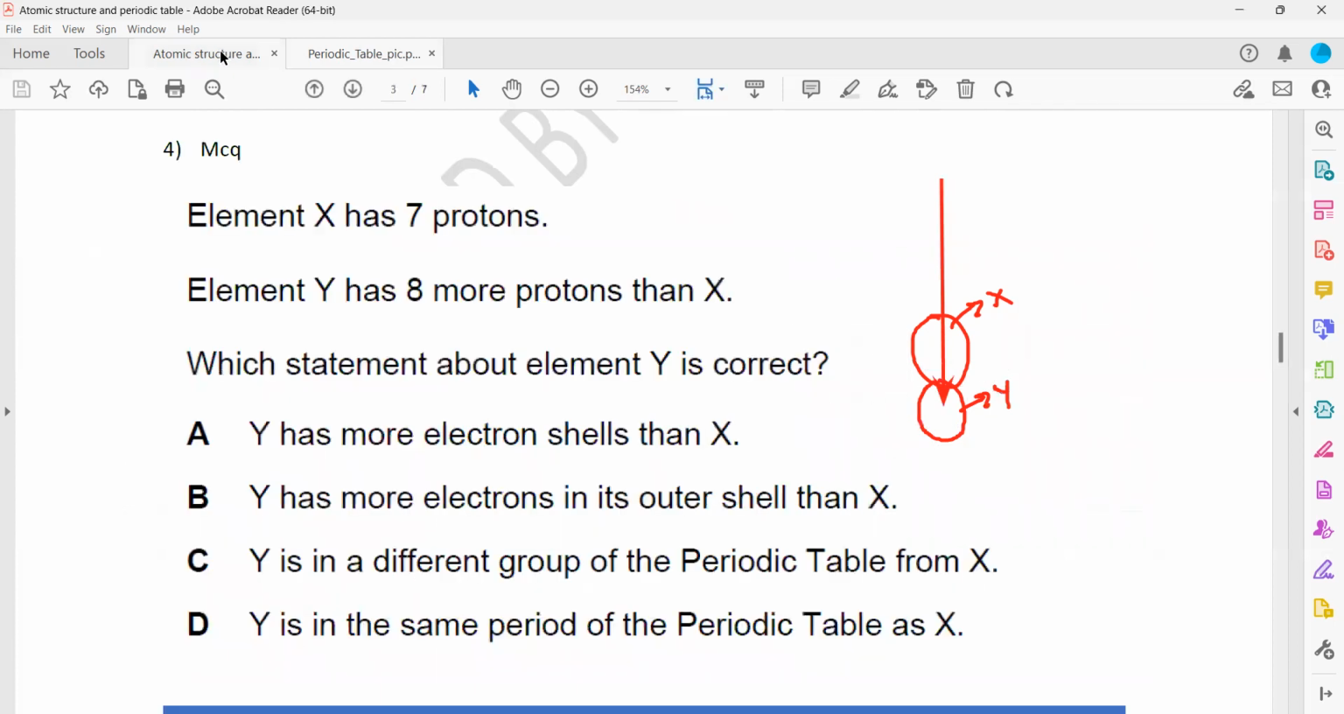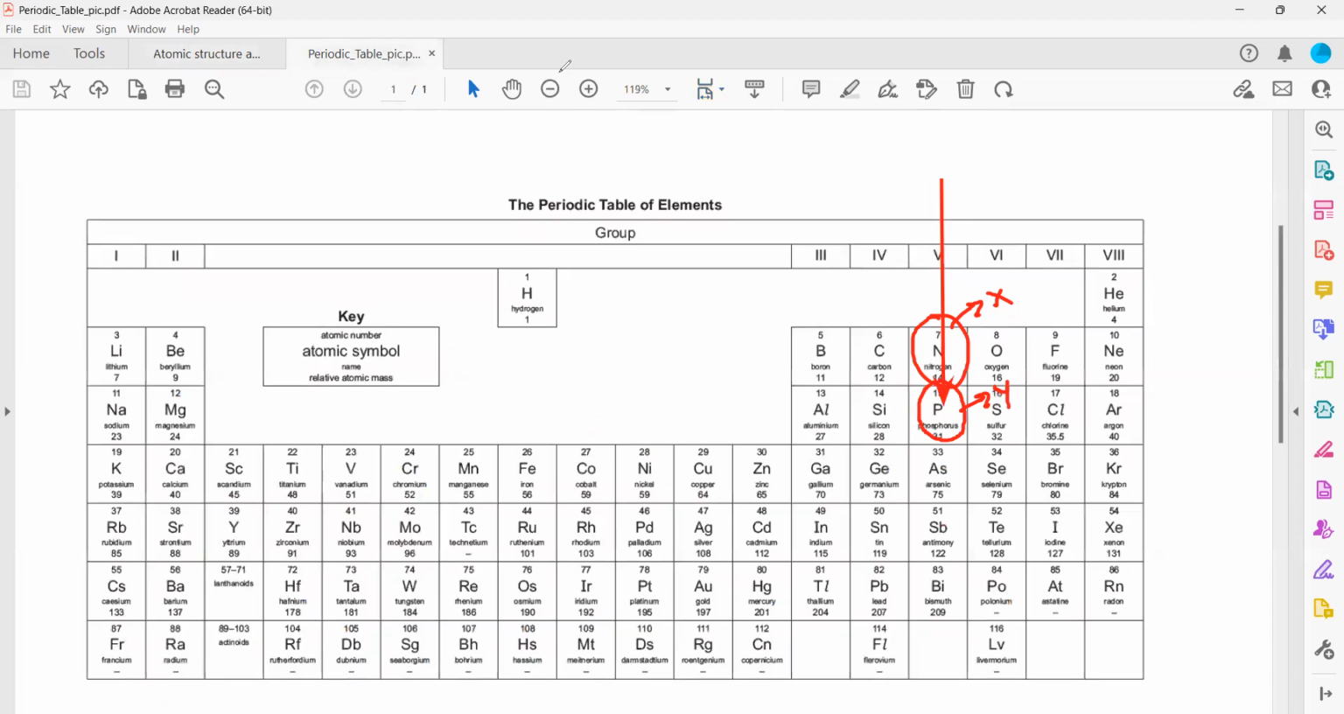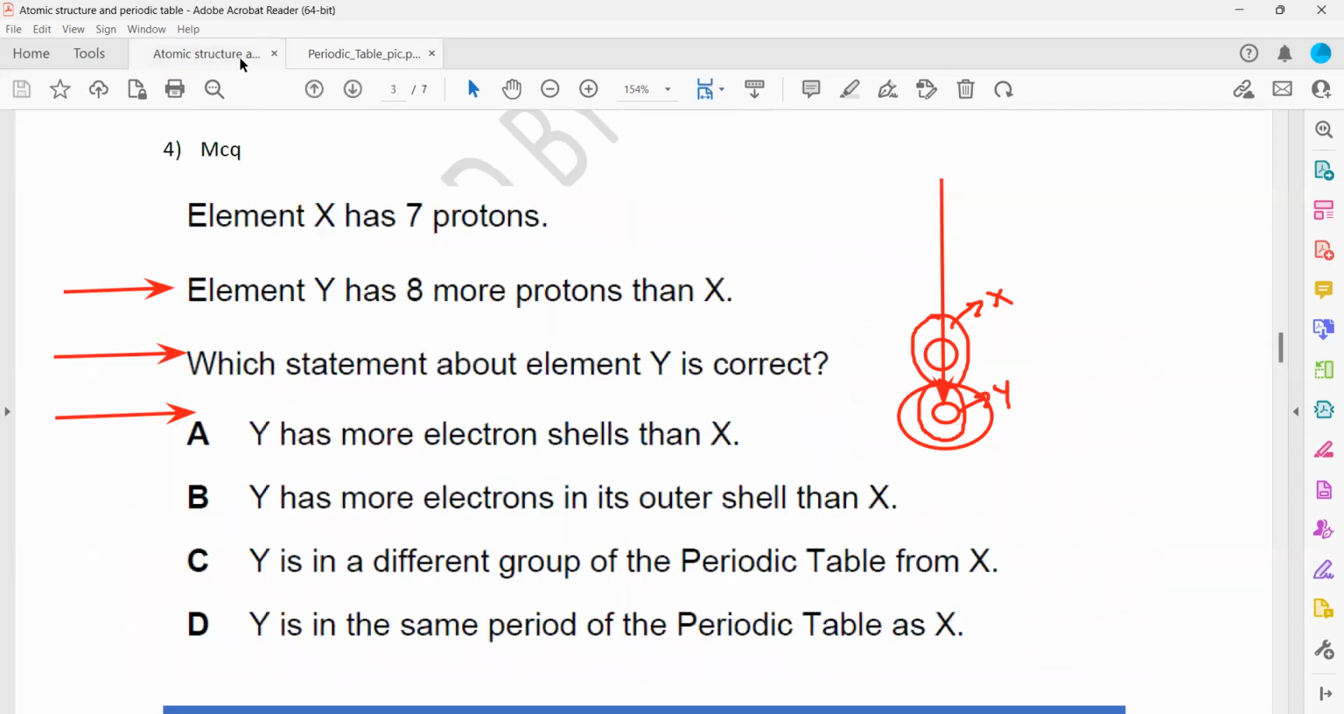Now check the statements which are correct. Y has more electron shells. That's true, because they belong to different periods. X has 2 electron shells as it belongs to period 2, but Y will have 3 electron shells as it belongs to period 3. Period 1 has only 2 elements, hydrogen and helium. This is period 2 and this one is period 3. So X and Y belong to different periods and Y has more electron shells. That's why A should be the right answer.